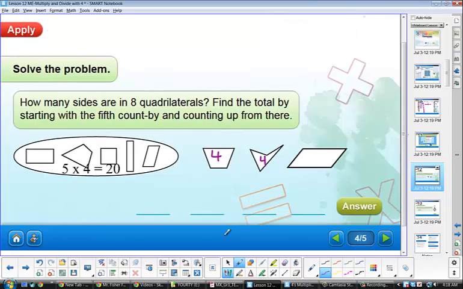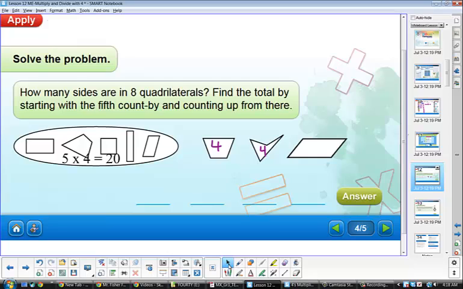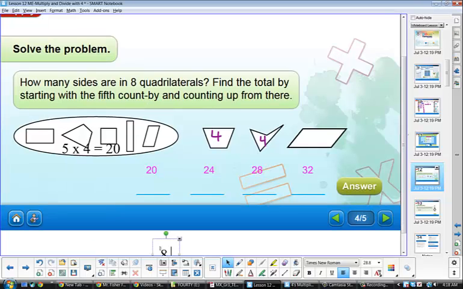Okay, so problem number 3. Give yourself a second, pause it. Now let's check the answer. On this problem, I wanted you guys to see how the answer looks. So problem number 3 should be correct when you get to class. Our answer says 20, 24, 28, 32. So the total of the 8 quadrilaterals is 32. Another way you could have written that would be 8 times 4 equals 32. So there's the multiplication problem. We did it by count bys.